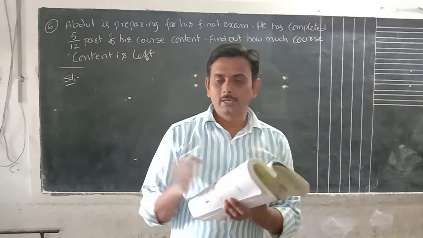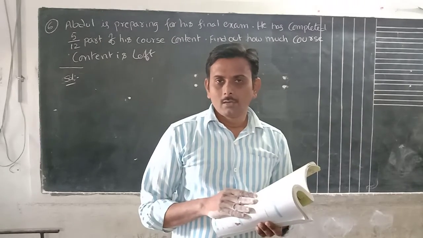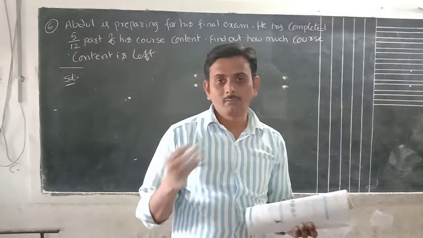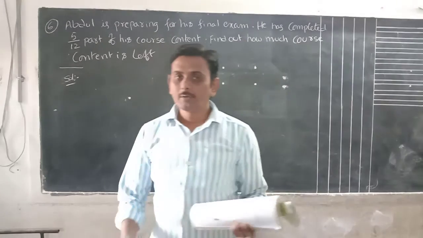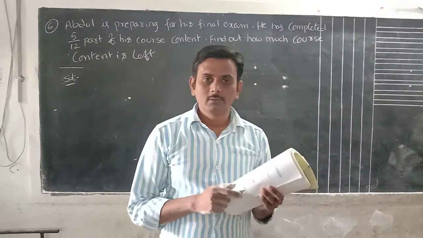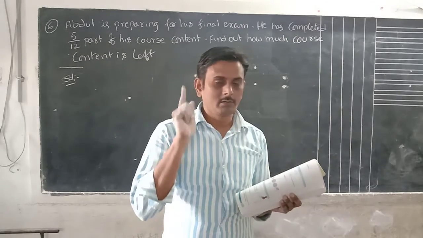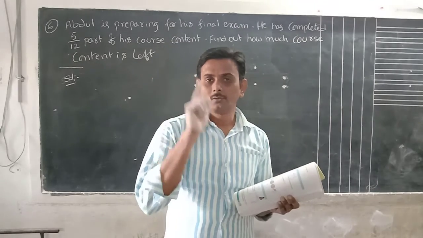Only 5/12 part he prepared. Still some syllabus he did not prepare. How much syllabus he did not prepare, we want to calculate. Whenever you take the total part, it is 1. That you have to remember. Total part is always equal to 1.